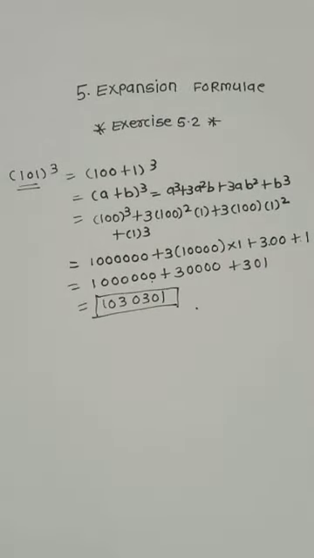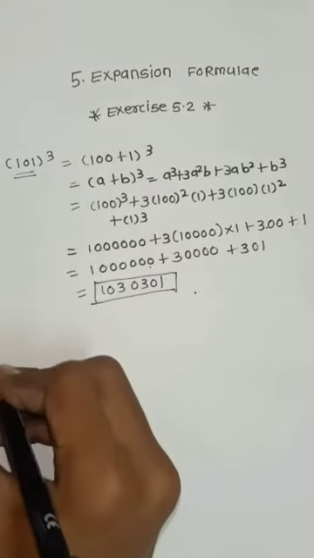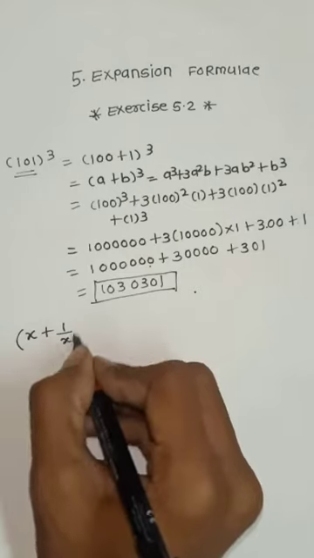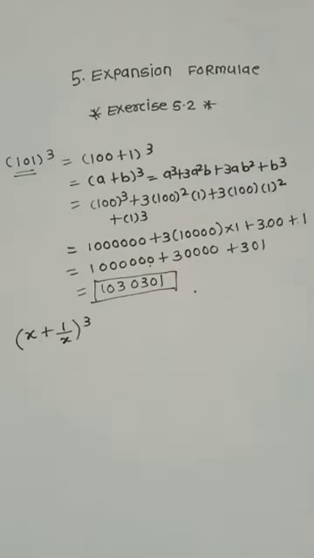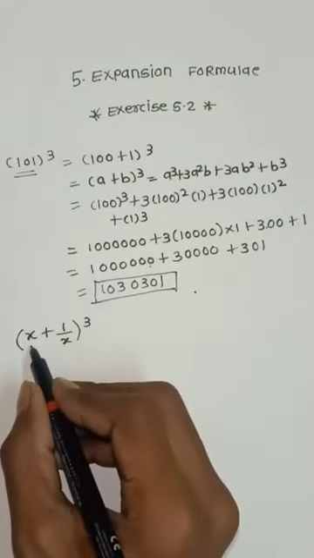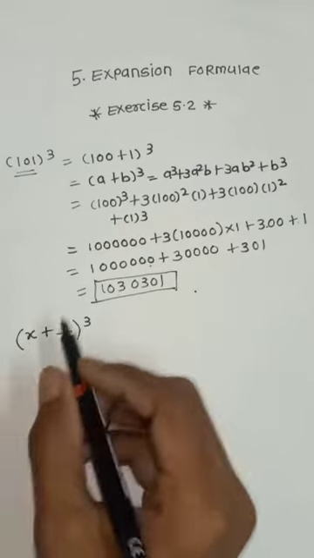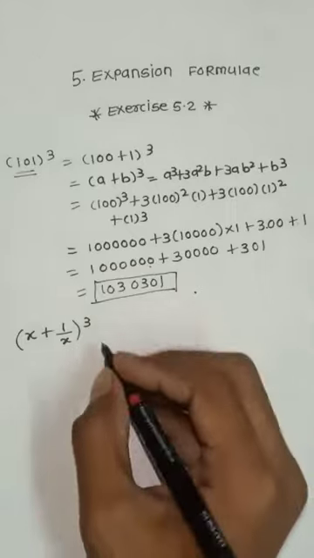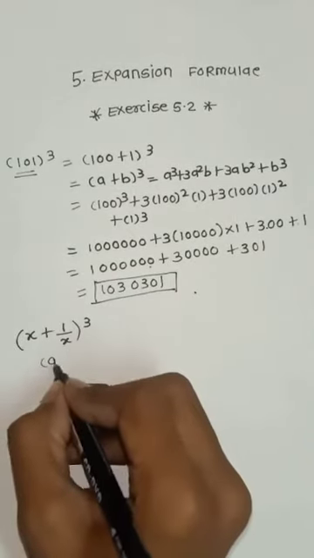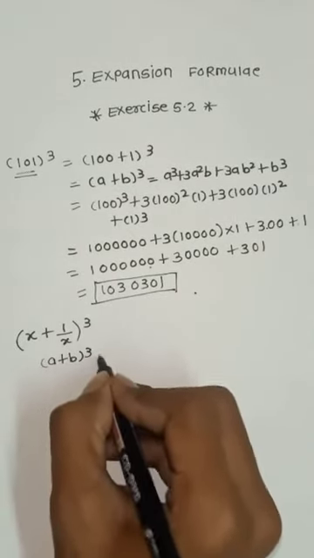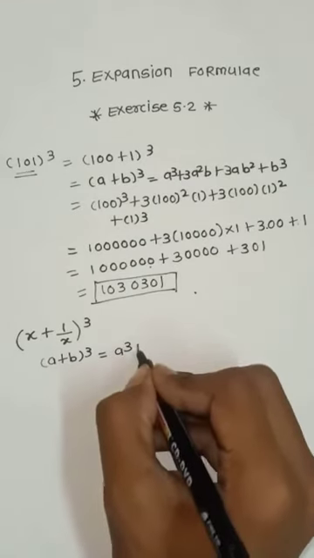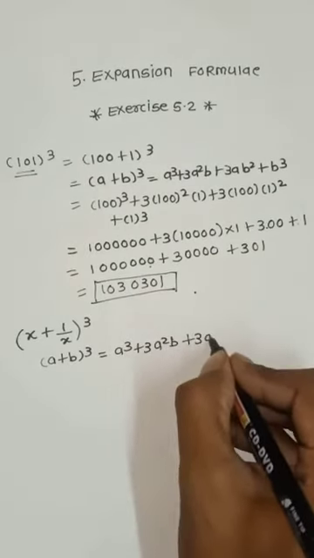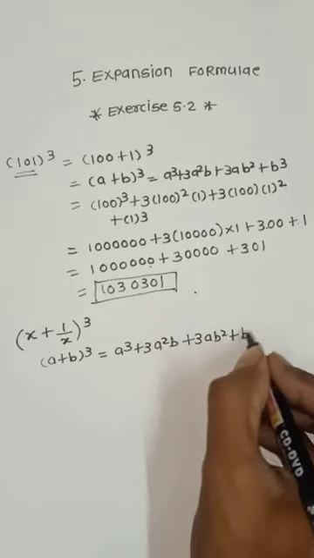Now we see our second sum, that is (x plus 1 by x) the whole cube. It is similar to our formula. In this term, x is our a and 1 by x is our b. Now first of all write down the formula: (a plus b) cube is a cube plus 3a square b plus 3ab square plus b cube.